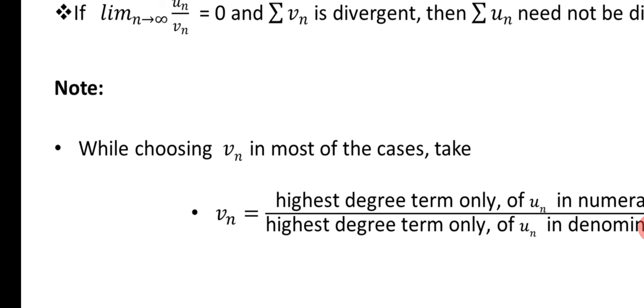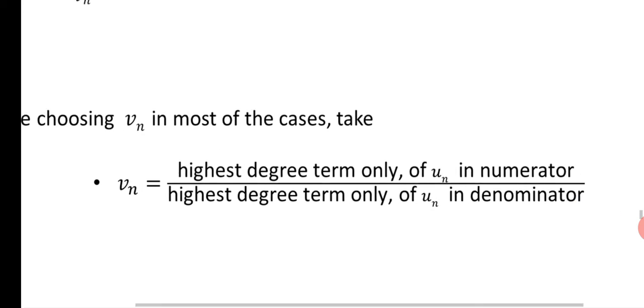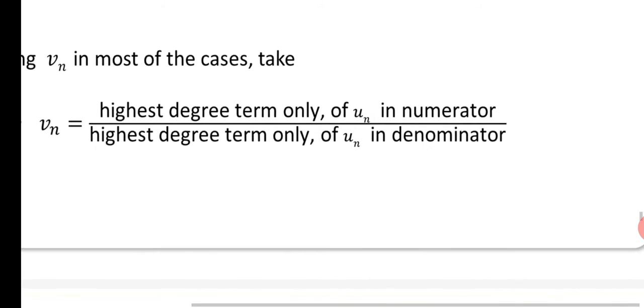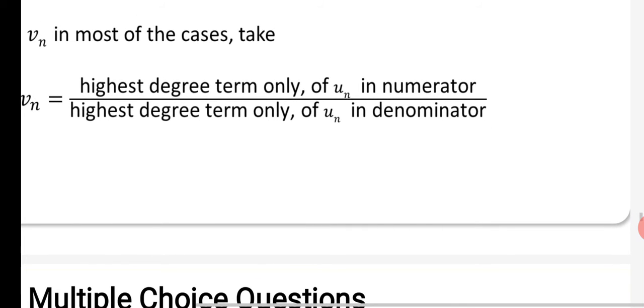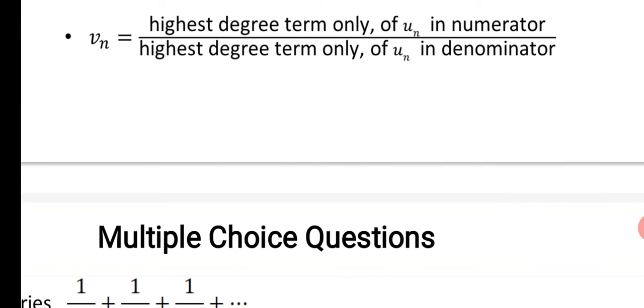Note: while choosing vn, in most cases, take vn equal to the highest degree term only of un in the numerator divided by the highest degree term only of un in the denominator.